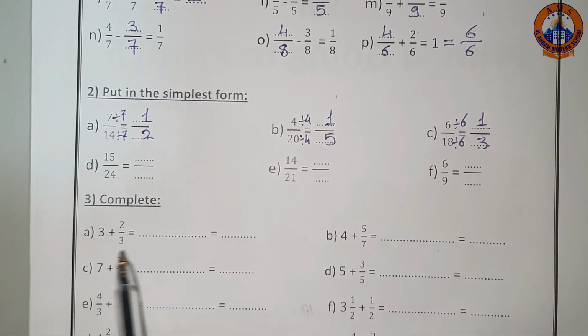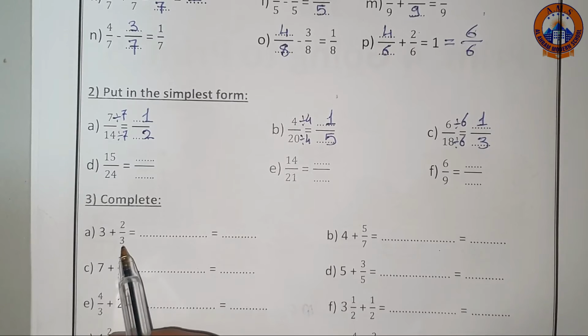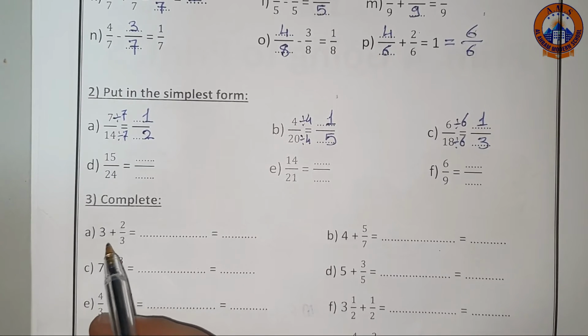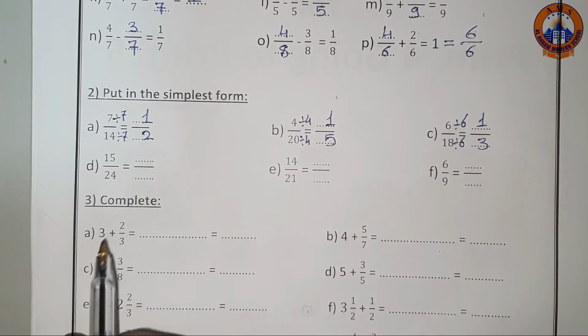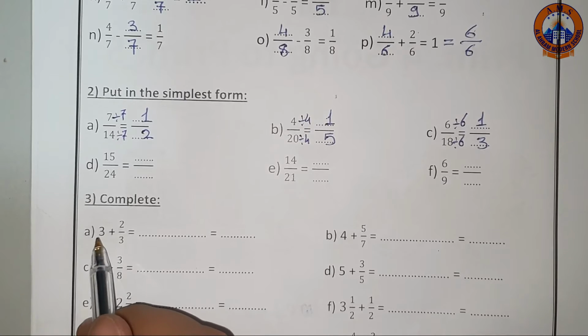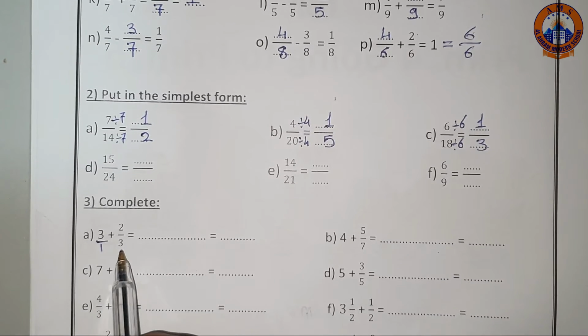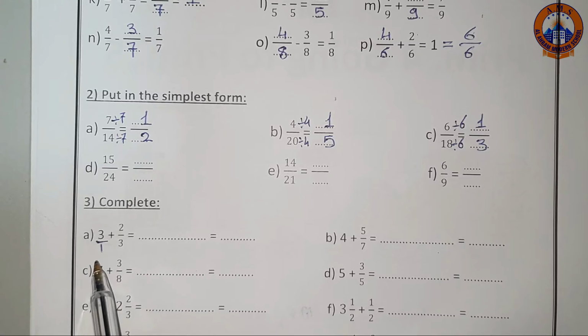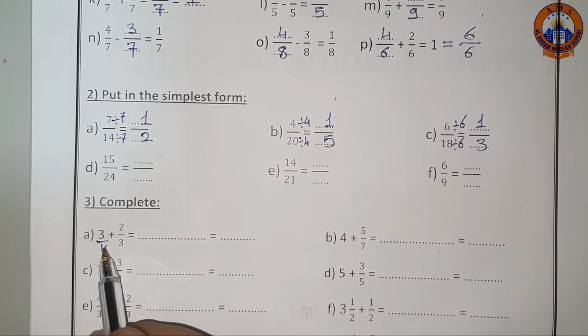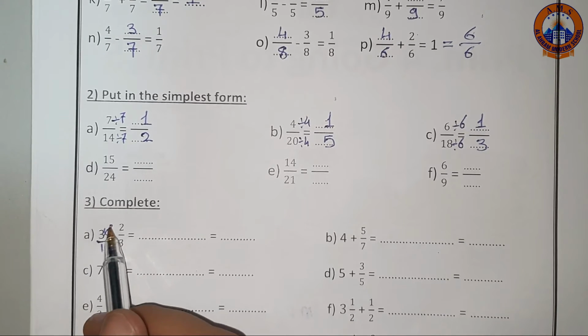We want to add a fraction and a whole number. So I'm gonna transform this whole number into a fraction by making it with denominator 1. We have different denominators, so we have to make both denominators the same. I will multiply this one by 3, up and down.